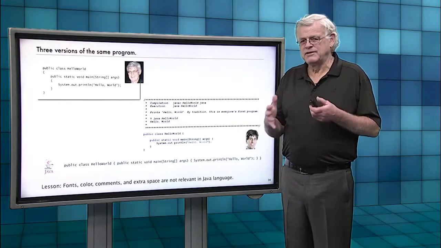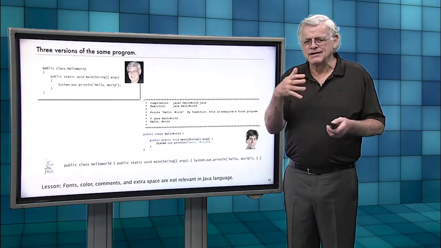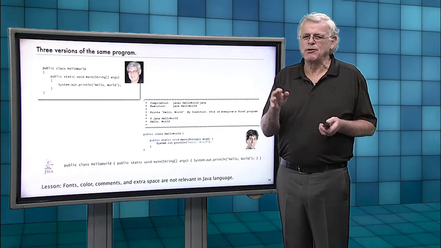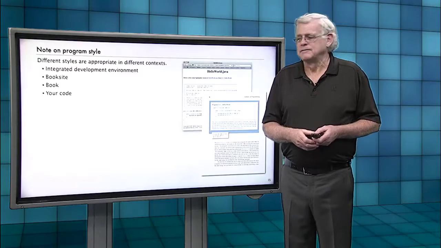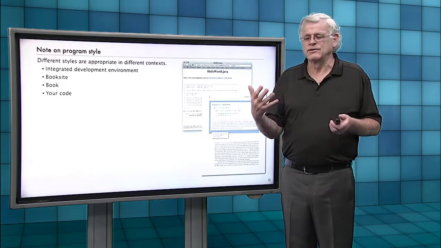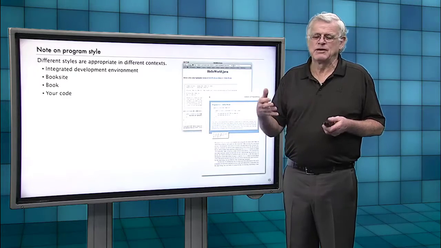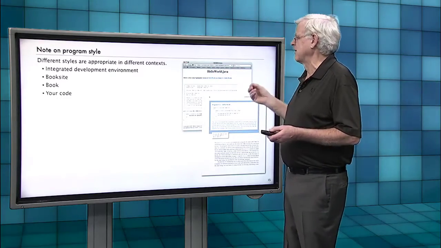The thing about these different versions is that the color and the actual font, the comments, all the extra space, they're not part of the Java language. We use those as a matter of style, depending on the context. They're all the same program as far as Java goes. And I'll talk a little bit more about that in a minute. It depends on the context. Different styles are going to be appropriate for different programs, the same way it is true for a novel or a magazine article or whatever else.